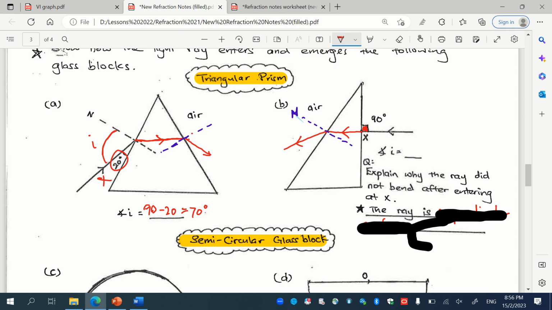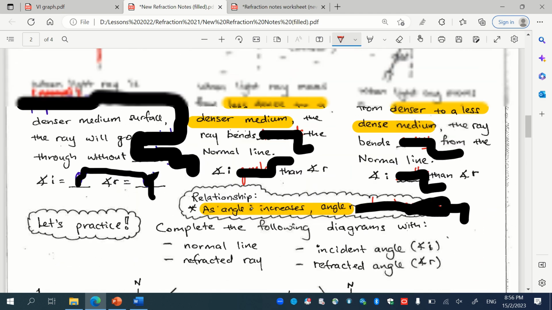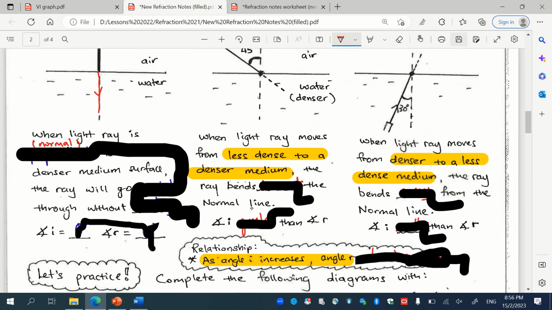So what is my angle I at X? At X, the ray is 90 degrees to the surface, so angle I is 0. This was what we learned yesterday: when the ray is 90 degrees, angle I and angle R are 0 degrees.